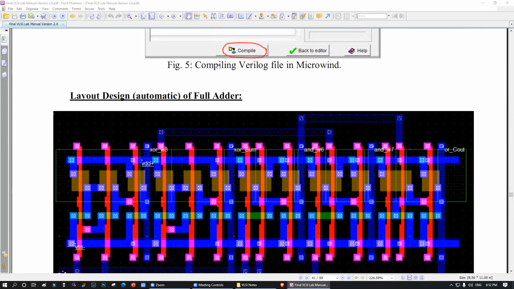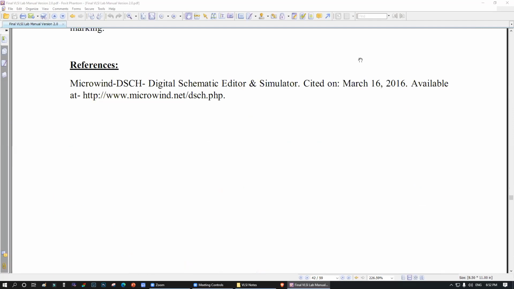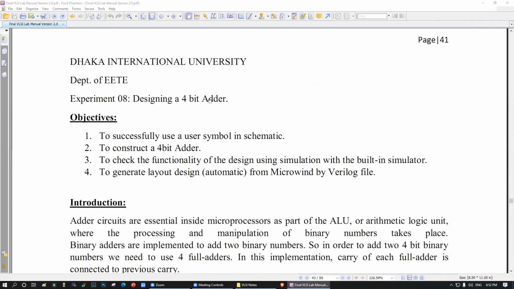So we made a symbol. Today we will use that symbol. So to successfully use a user symbol in the schematic to construct a 4-bit adder, we will design a 4-bit adder and check the functionality of the design using the simulator. And the later part we will do later, not now, after lab numbers 4, 5, and 6.